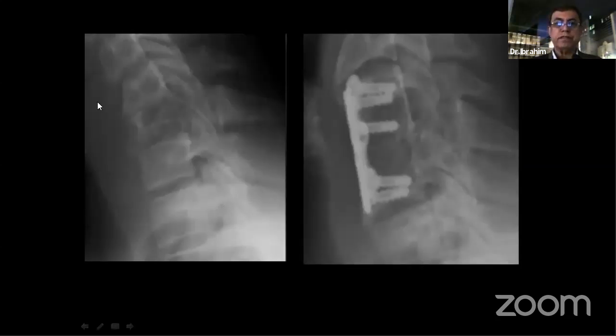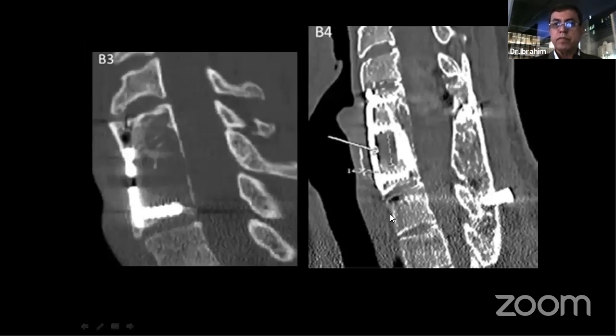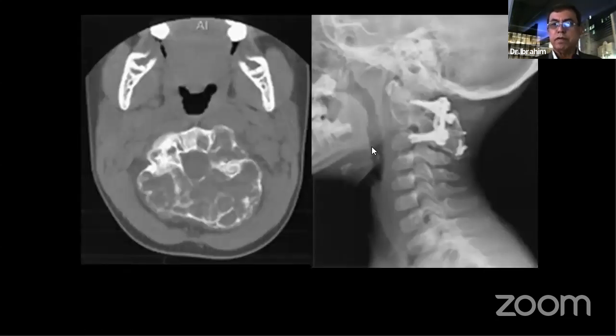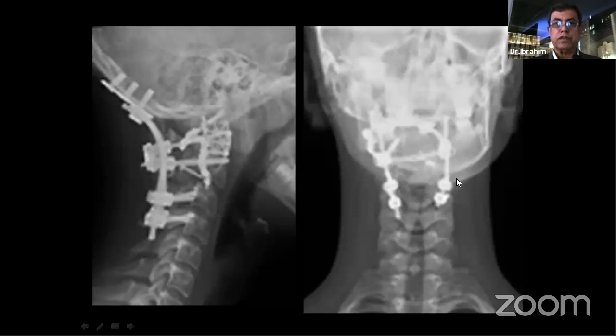So here you are, showing this and the fixation. Another case, I put a cage to fix. Here, same thing, fixation using rods. Here they are fixing the cranium to the spine. Now these kinds of stabilization cases are becoming less and less common.